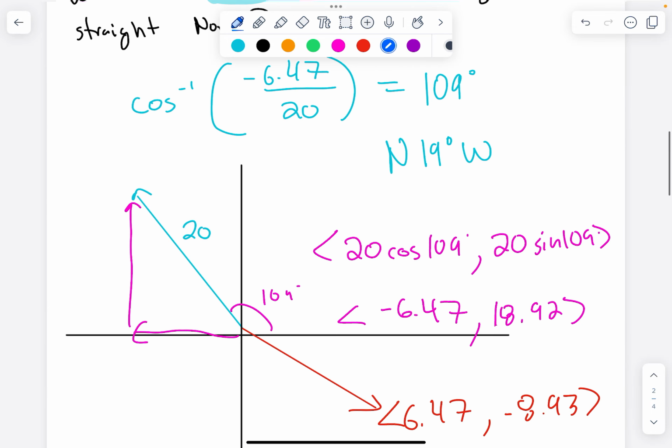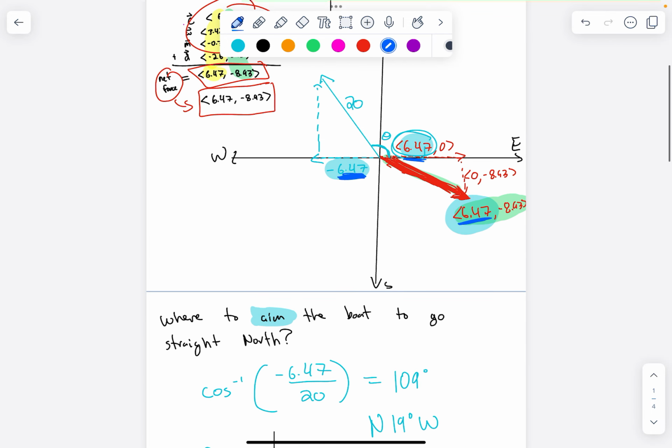Okay, how do we figure out where to aim the boat? Well, we said we knew the magnitude of this. Our boat force with the motor is 20. We know we're trying to accomplish this, so we have to solve for this angle theta. And if you know the inverse trig ranges and domains, that's why I got an angle here, but whatever, right? So that's how you do it. That's it.